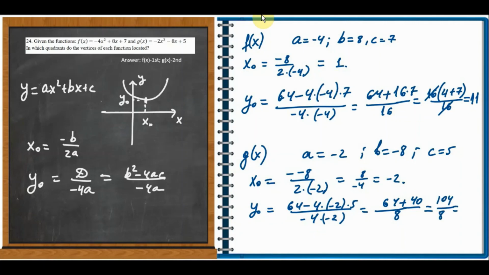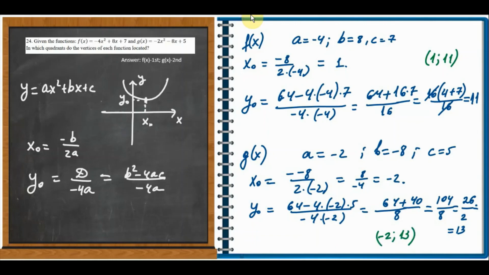We can simplify by 4, we'll get 2, and here 26. 26 over 2 is 13. Now let's show them as points. For f(x), we found x0, y0. They are 1 and 11, so the point is (1, 11). For g(x), it's (negative 2, 13).